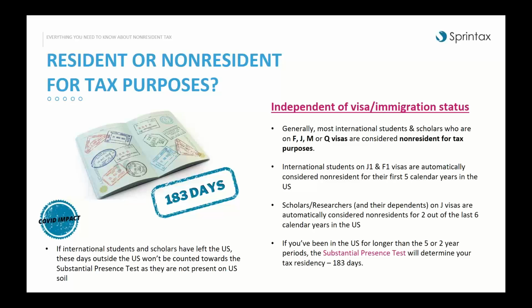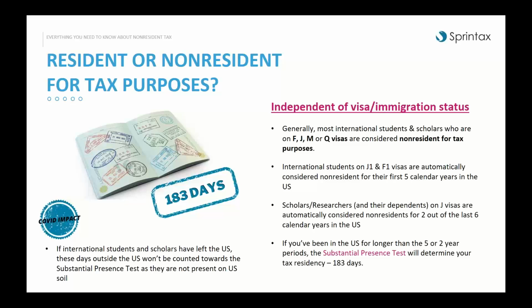After those 6 calendar years, the clocks would reset and you would get another 2 years of non-resident status. But if you've been in the US for longer than that 5-year period, if you are an international student on a J1 or an F1 visa, or that 2-year period if you are a J researcher or scholar, then the IRS will need to use what is called the substantial presence test to determine your tax residency. And essentially, this test is looking back on the previous 3 years, and it's looking at your days of presence to determine your residency for tax purposes.